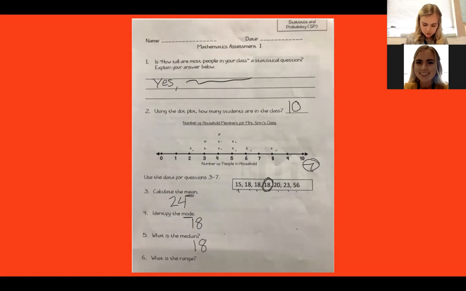What is the range? Range is the biggest number minus the smallest number. So we have the biggest number, 56, minus 15. 56 minus 15 gives us 41 as our range. So that's the front side. Turn to the back side.